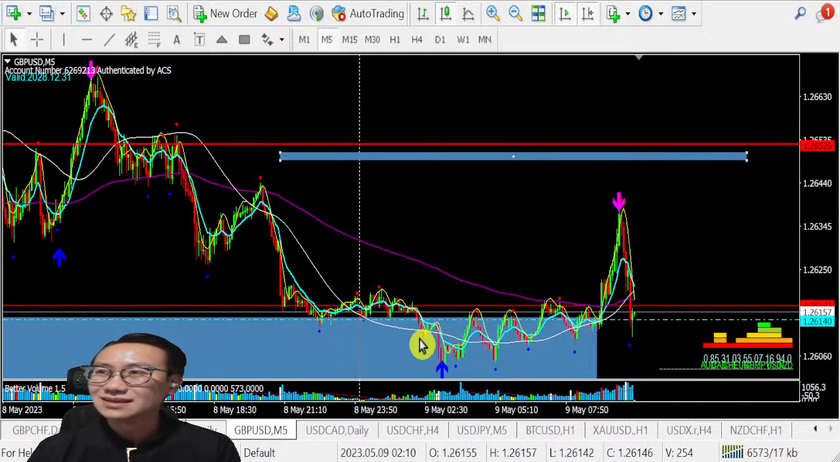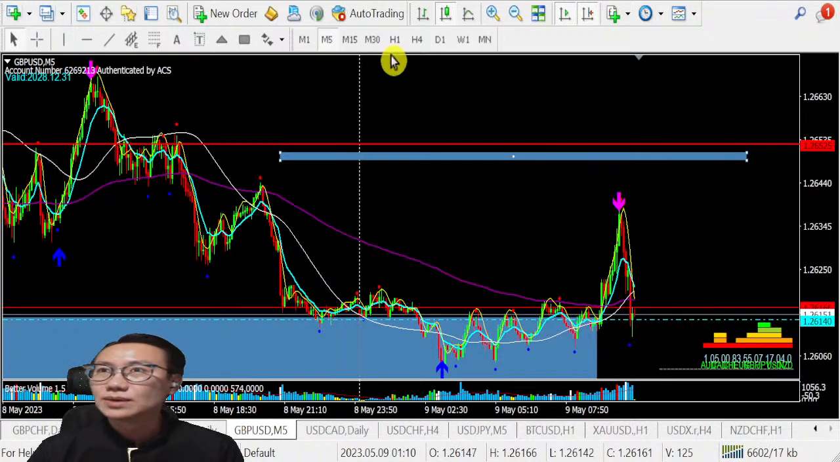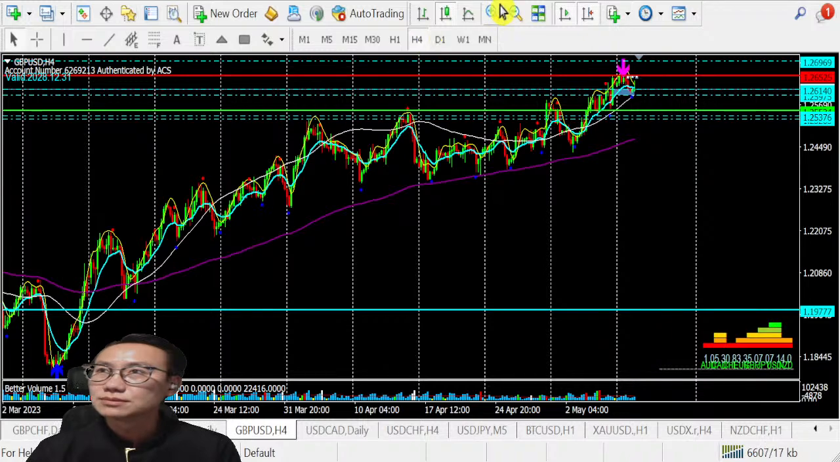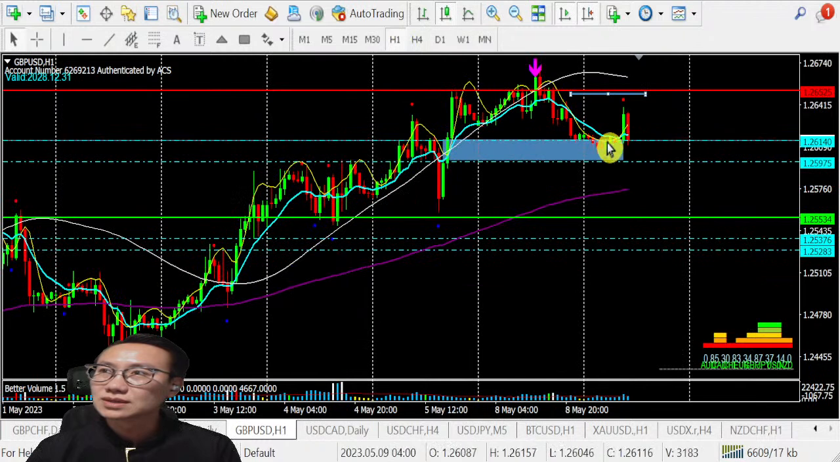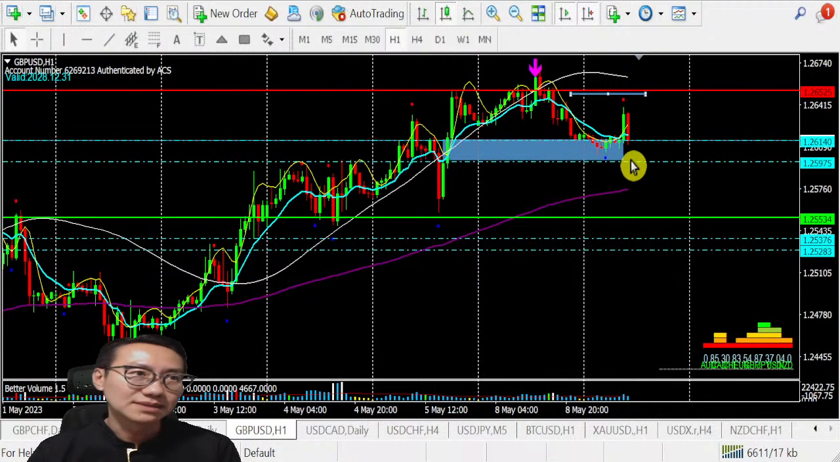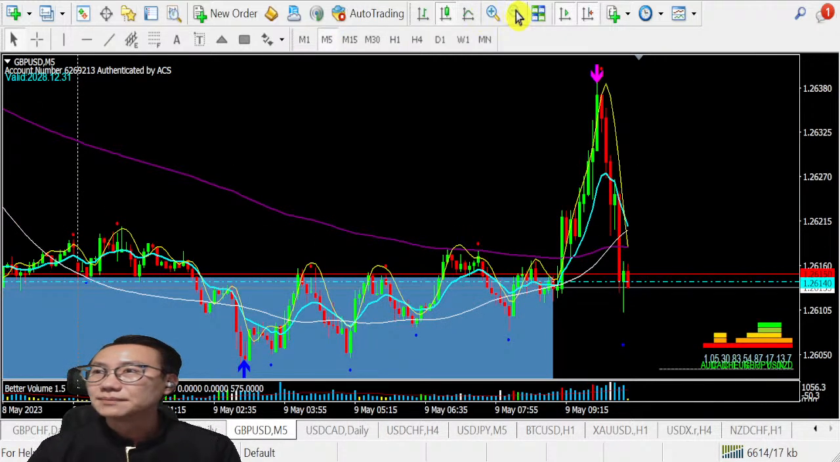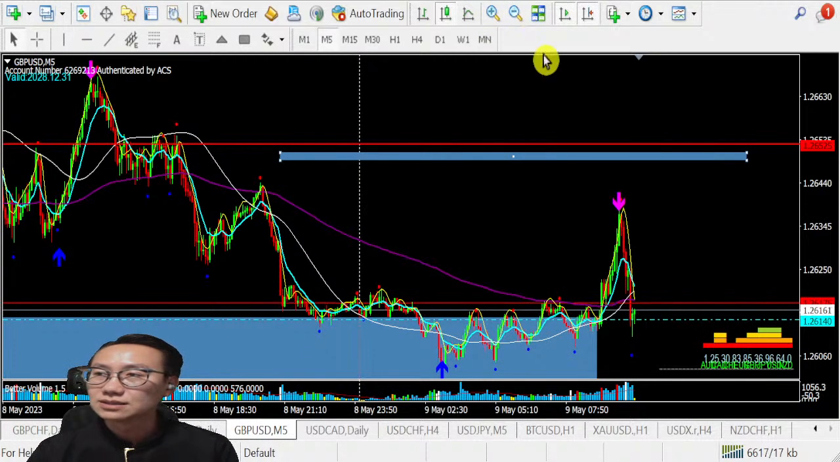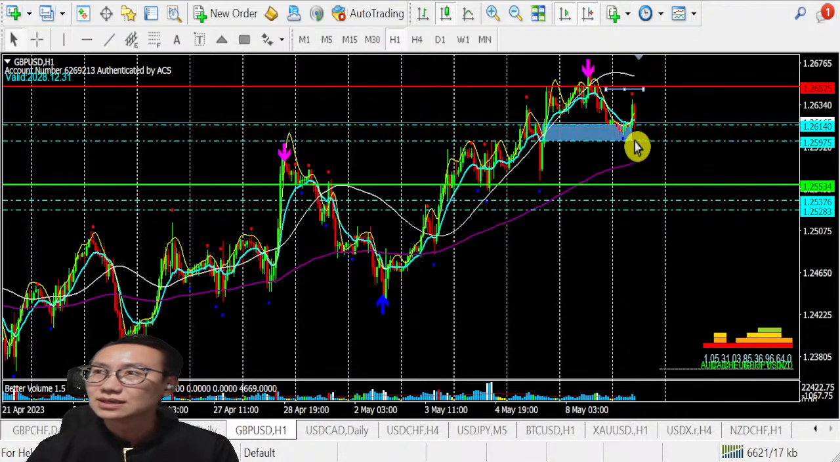In terms of the pound dollar, once the UK opens, this area here, I want to clear this area, so I'm still looking out for some good selling opportunity there. You get what I mean? So that it can clear the area. I see there may be a good chance that it clears this area here.